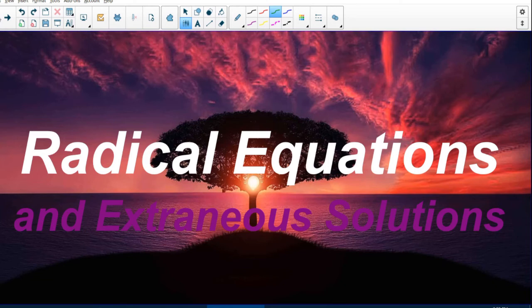Radical equations and extraneous solutions. These are any equation where the variable is under a radical. What that means is a square root of the variable or a cube root, any of the roots. The reason that these are difficult is because sometimes they can give us fake answers. These are called extraneous solutions. When we go back in to check these fake answers, they end up not working out. They end up being false.